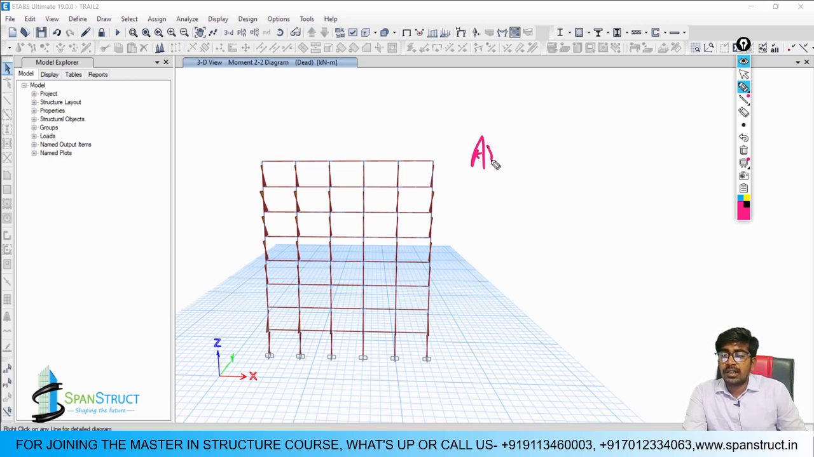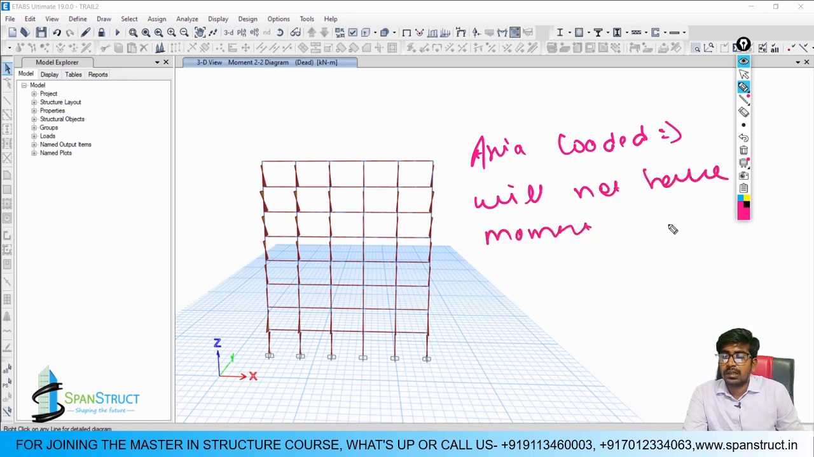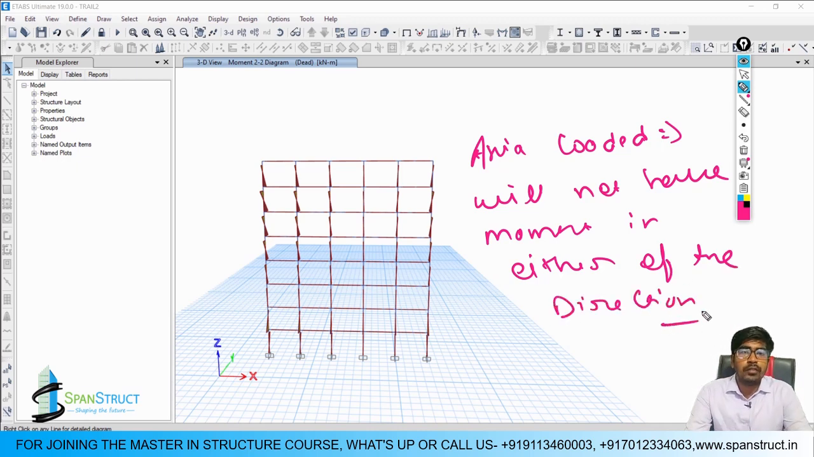So I will define it here that an axial loaded column will not have moment in either of the directions. That type of column we can call a perfectly axial loaded column. But as I said before, no column in a structure is perfectly axial loaded. There will be some amount of moment coming to that column.